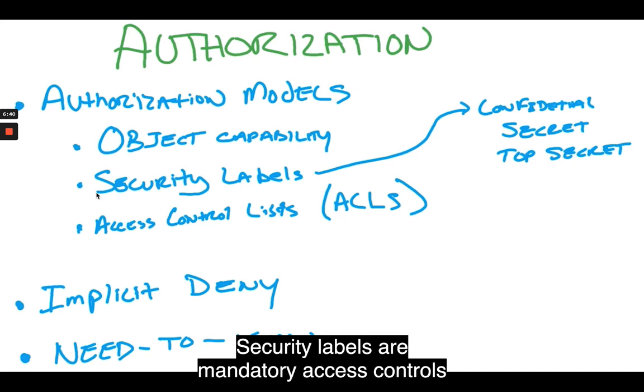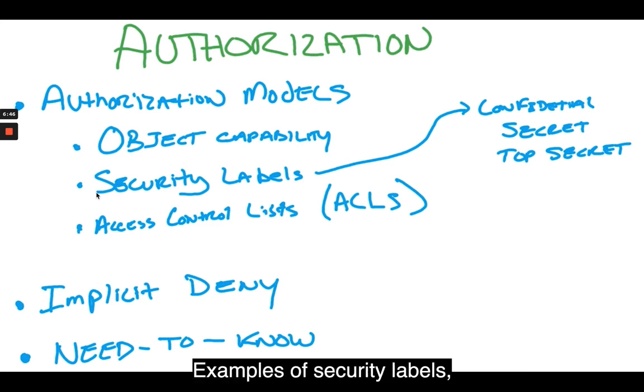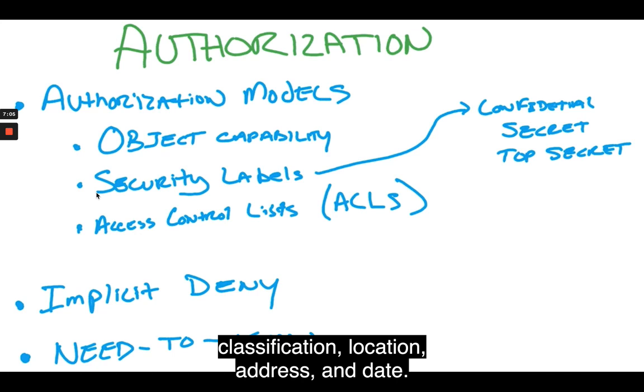Security labels are mandatory access controls embedded in object and subject properties. Examples of security labels based on classification are confidential, secret, and top secret. Access control lists, or ACLs, are used to determine access based on some combination of specific criteria such as a user ID, group membership, classification, location, address, and date.